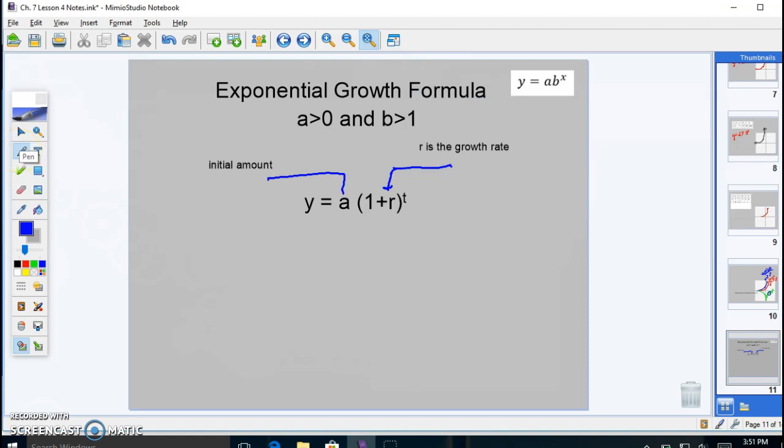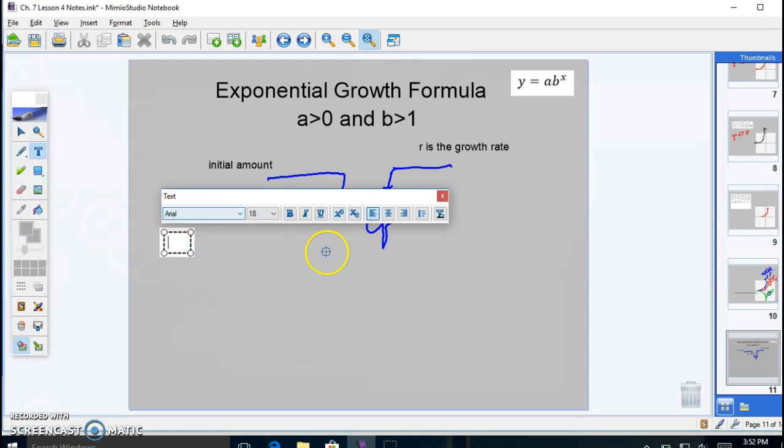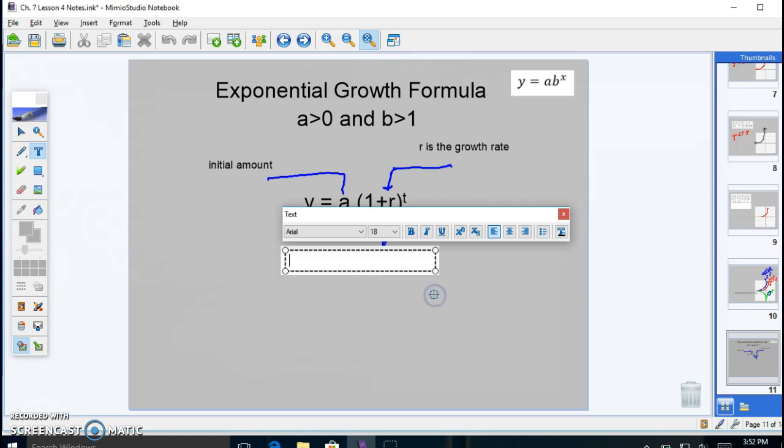The next part is looking at what is 1 plus r. So looking at the whole thing in parentheses, what's the 1 plus r? The 1 plus the r is the growth factor.